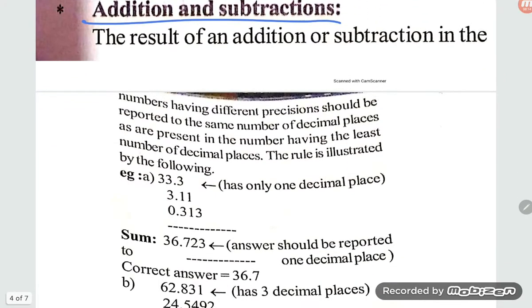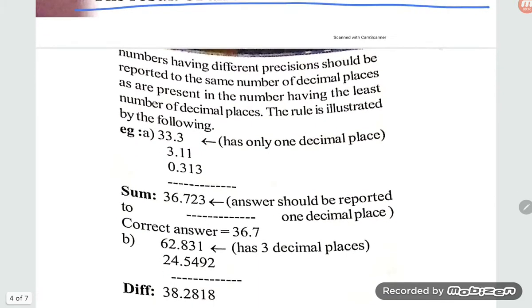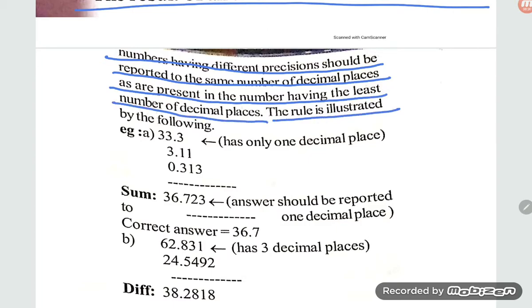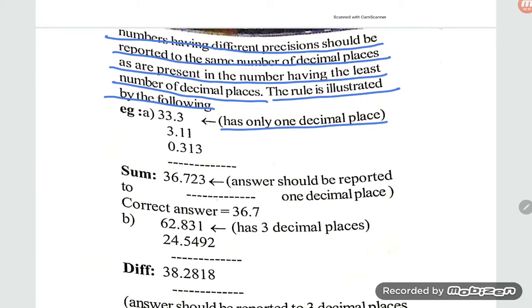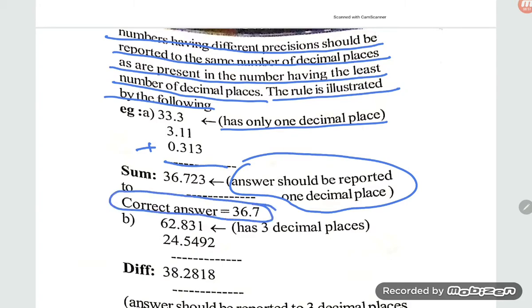Calculation involving significant figures. Addition and subtraction: the result of addition and subtraction of numbers having different precision should be reported to the same number of decimal places as present in the number having the least number of decimal places. The rule is illustrated by the following: 13.3, 3.11, 0.313, where 13.3 has only one decimal place. So the answer should also have one decimal place. After adding, it comes to 36.723, but the correct answer will be 36.7.